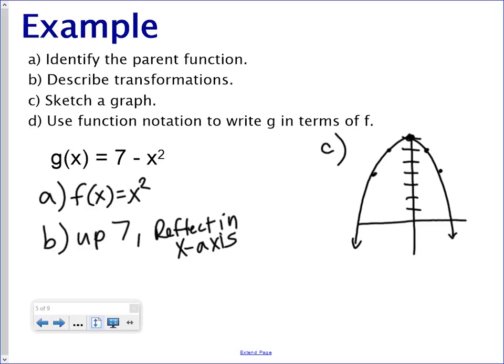Okay. Make sure you feel comfortable with the way that the parent function works. A simple table of values would help you with that.